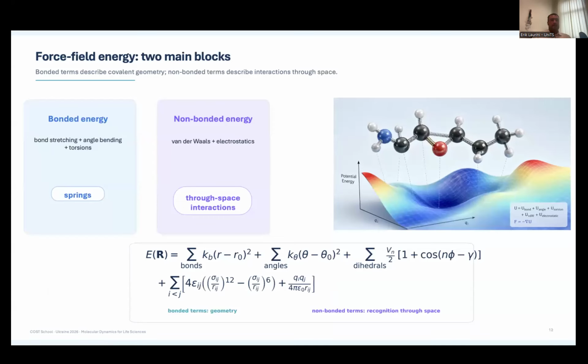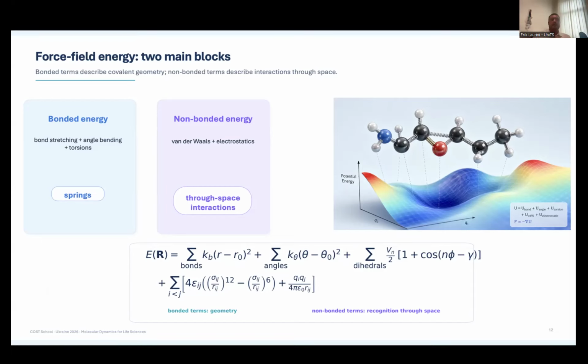To get in more detail about that, the force field energy is composed of two main blocks. The geometrical block, in which we have bonded energies, the energies involving atoms directly chemically connected to each other, and we have the bond stretching, two atoms connected to each other, the angle bending, three atoms, the angle between two different bonds, and the torsion movements. These energies belong to the bonded energies.